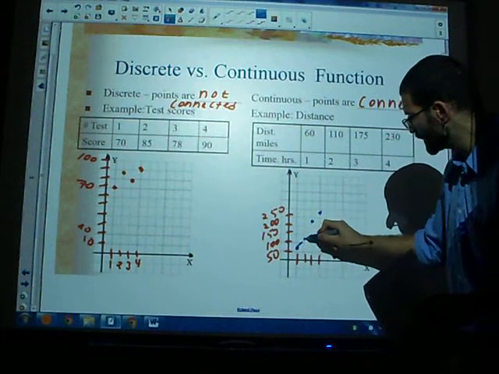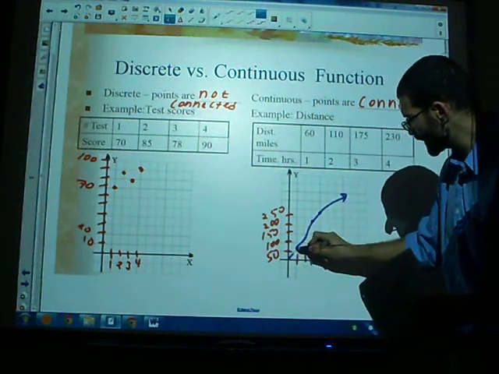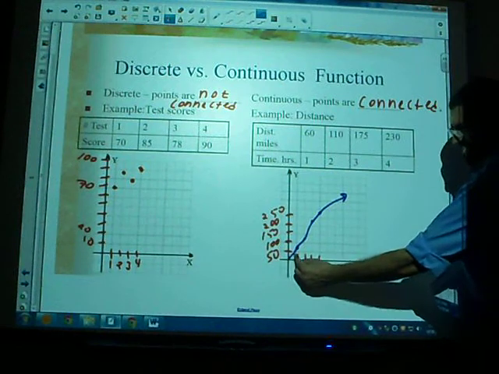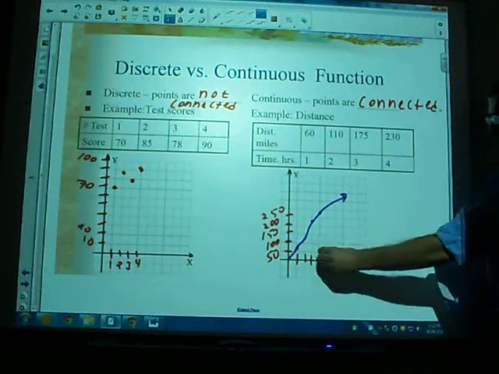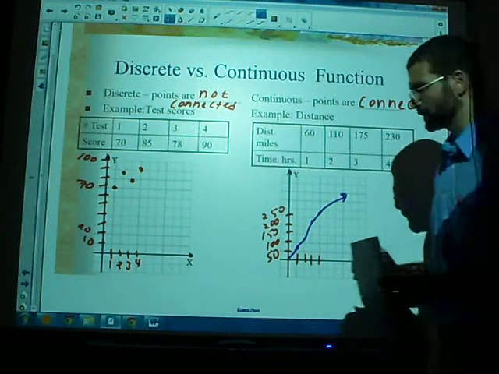So it does make sense to connect these points and continue going. In fact, you started out at 0 miles and 0 hours. So that is the continuous function because you are continuously driving. You don't just pop up in different places hour after hour.